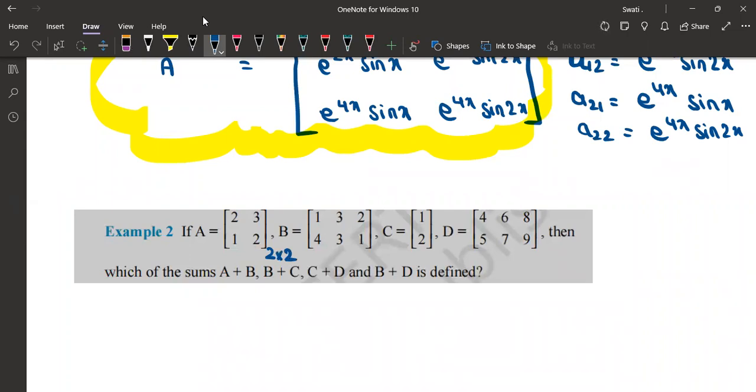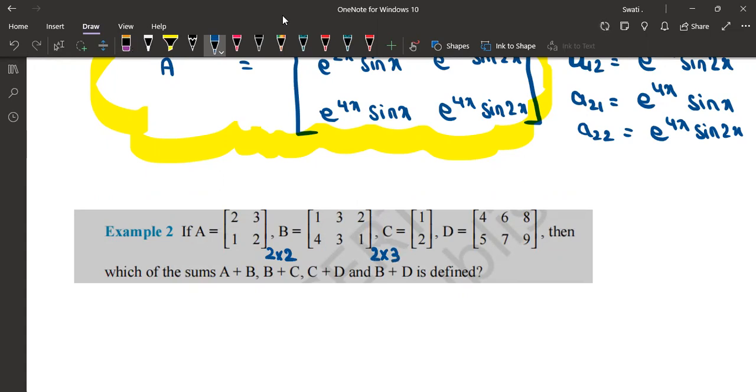Now for B, how many rows do we have? We have 2 rows only. But how many columns? We have 3 columns. That's how we find out the rows and columns. Of course, the number of rows we write first, so this will become 2 by 3.